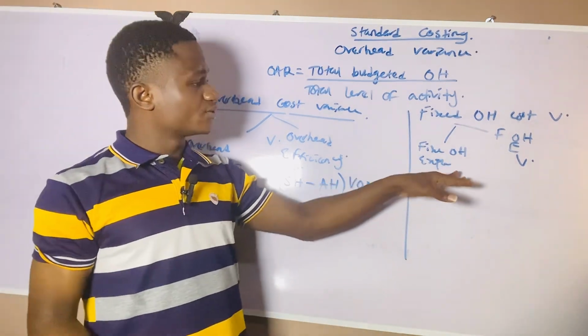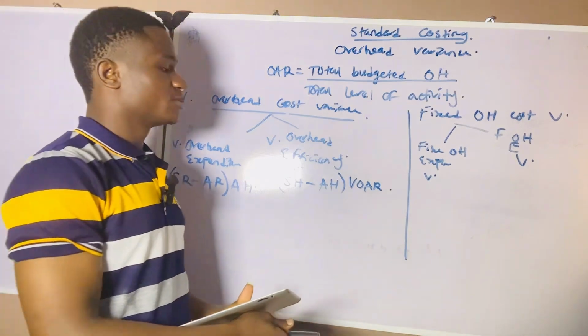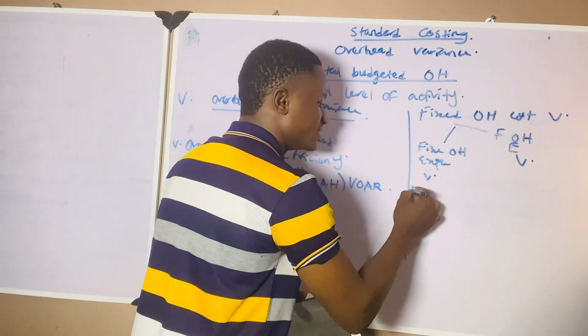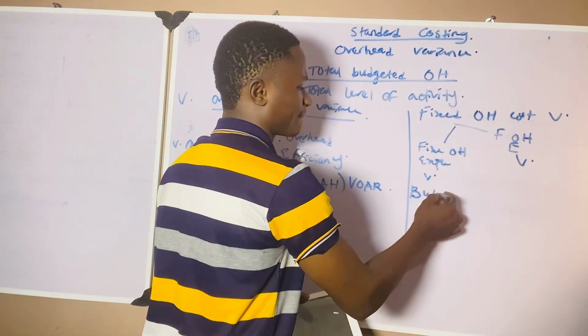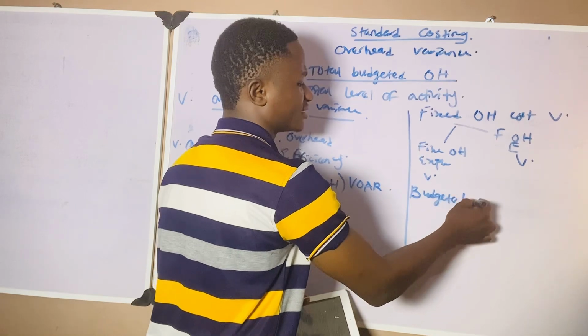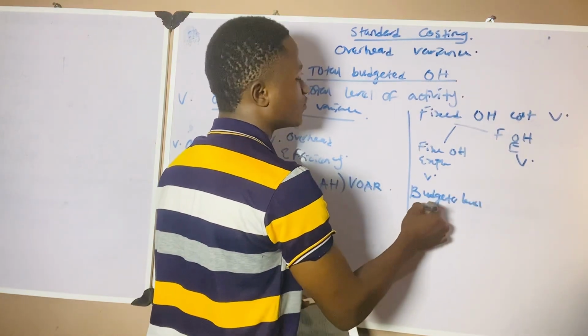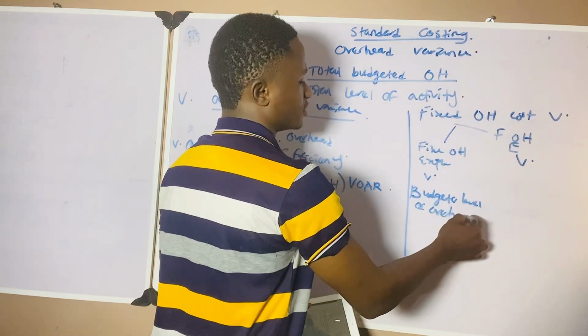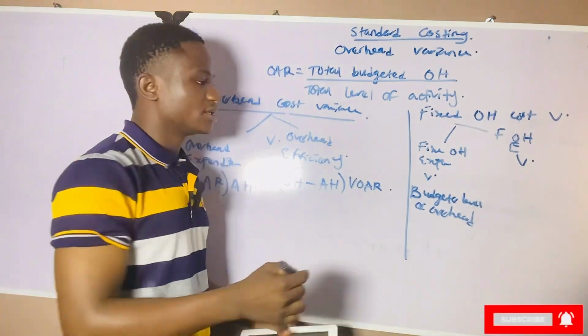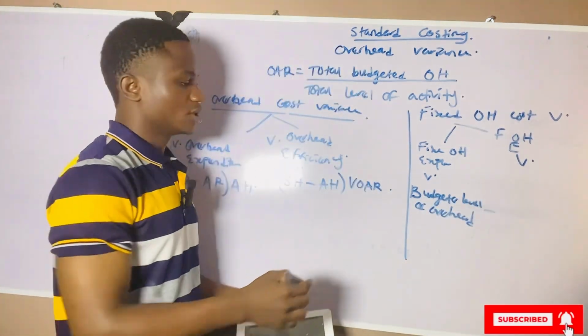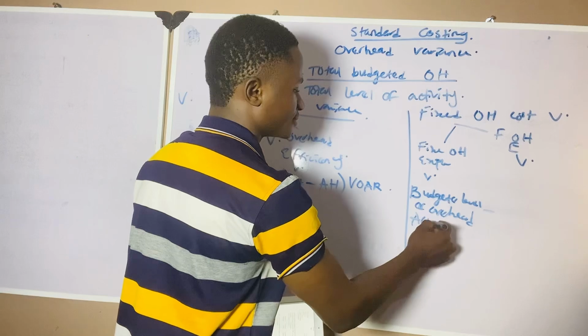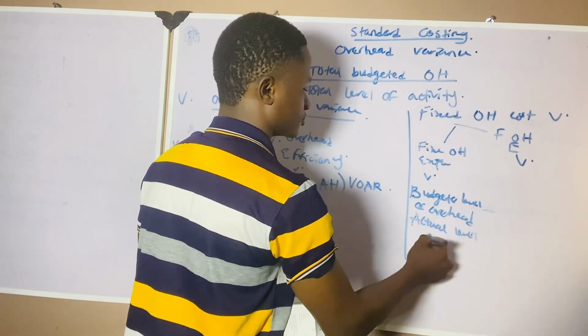So now, fixed overhead expenditure variance. What's the formula? The formula is just budgeted level of overhead minus actual level of overhead.